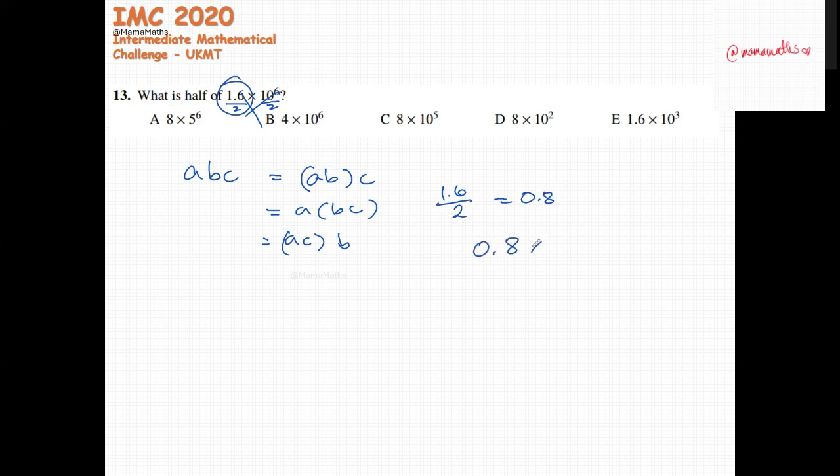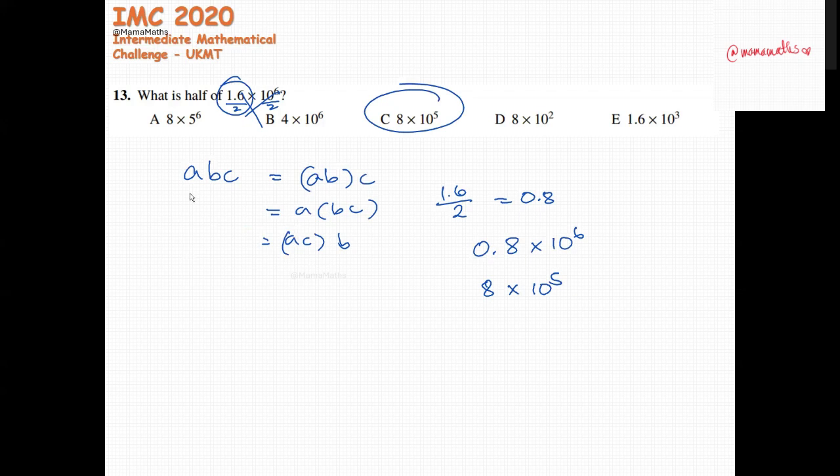So 0.8 times 10 raised to 6. The standard form should have one whole number here, so 8 times 10 raised to 5. So the answer is C. Okay?